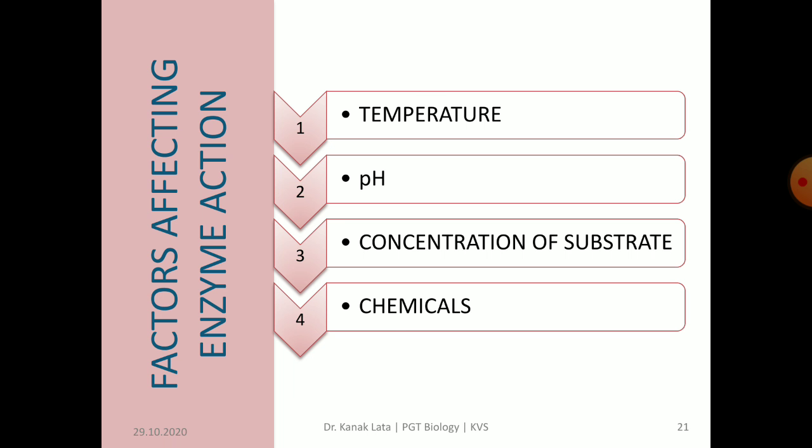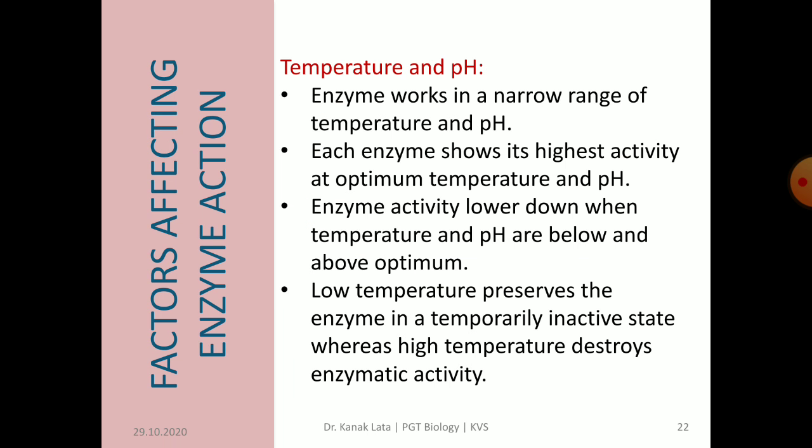Now let us see about the factors that affect enzyme action. Temperature, pH, concentration of substrate and chemicals are the common factors that affect enzyme action. We will discuss in detail one by one. First of all, we will discuss how temperature and pH affect enzyme action.